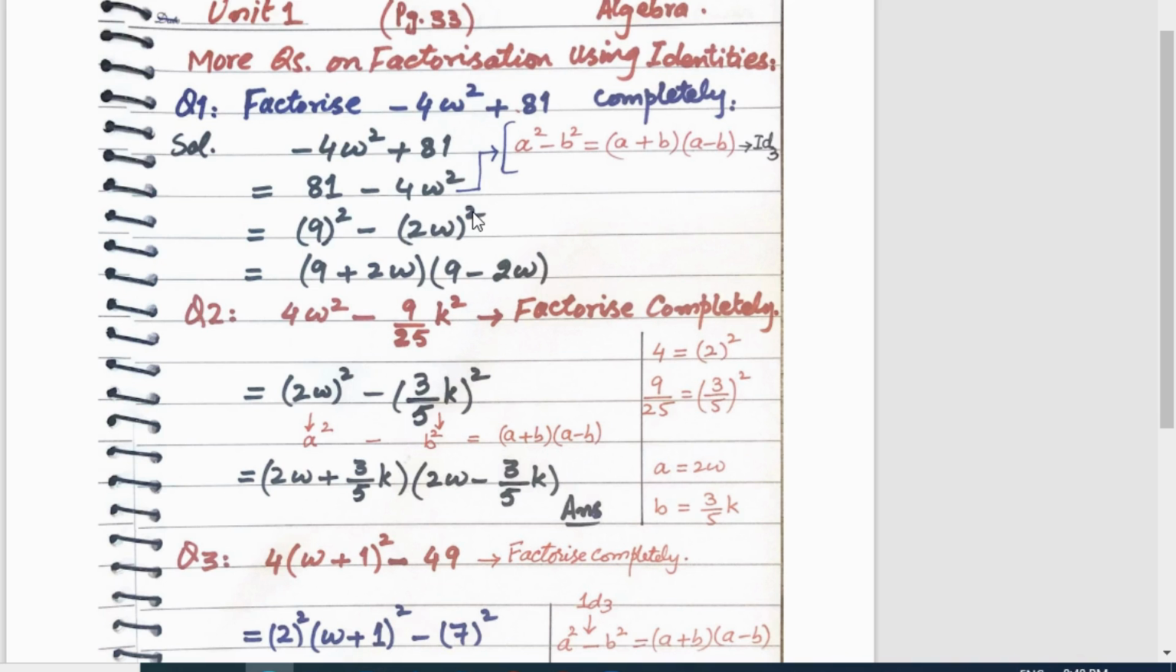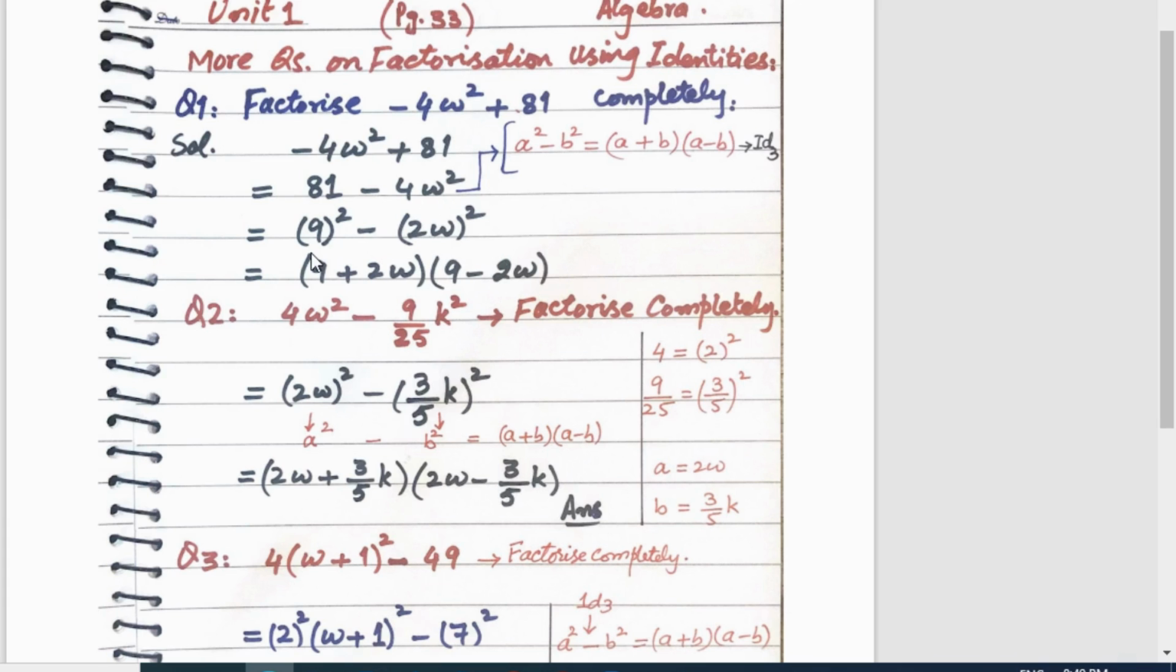And this square is over the bracket. Why? Because w also has a square. So 4 is 2 square, and w square, I have written over here as 2w whole square. It means this is the square of 2 as well as w. And when we open it, we will get 4w square back. This is just a check. We don't want to open it. You should check whether we can get back the term which we have converted into some other form.